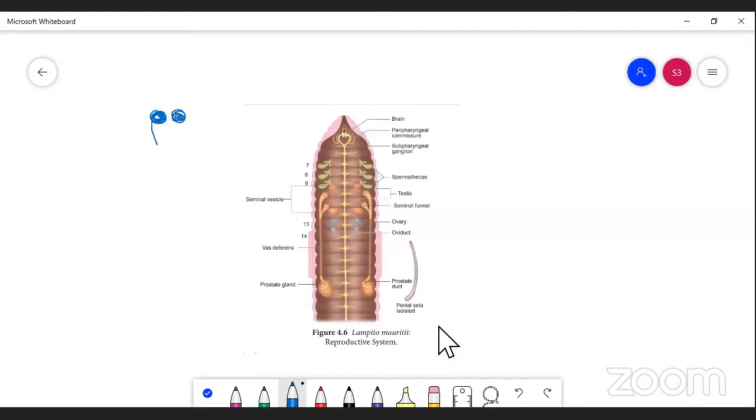Both are connected by the subpharyngeal ganglia. Listen, the subpharyngeal ganglion has two parts, divided in two. Between them, the central part present has a structure named the umbilical part.